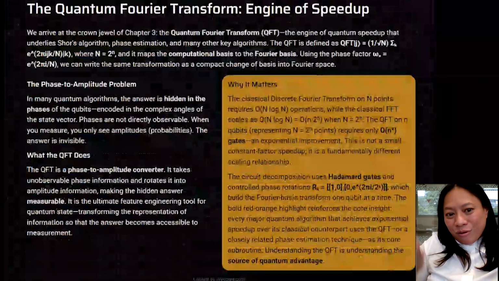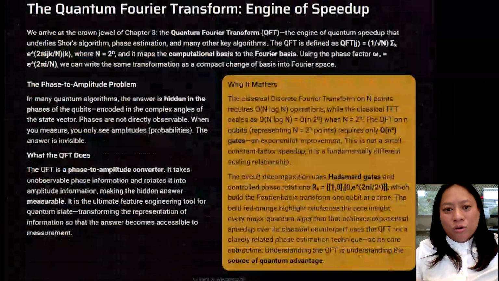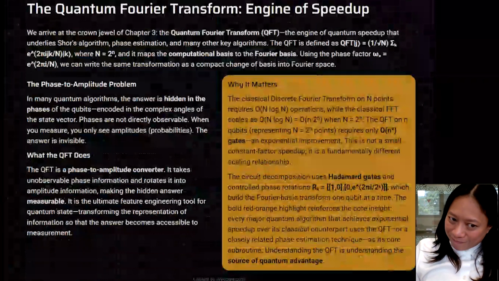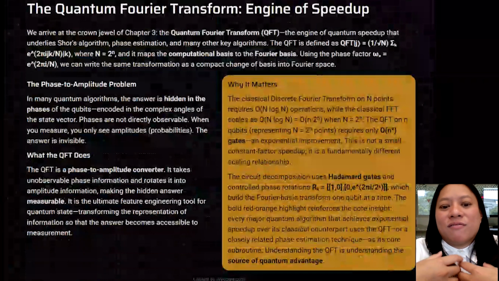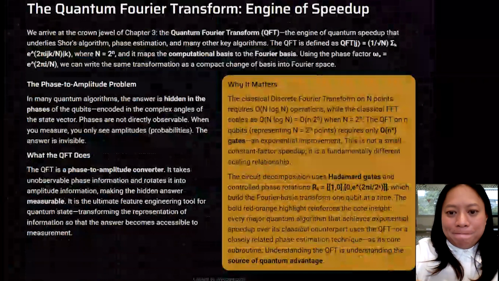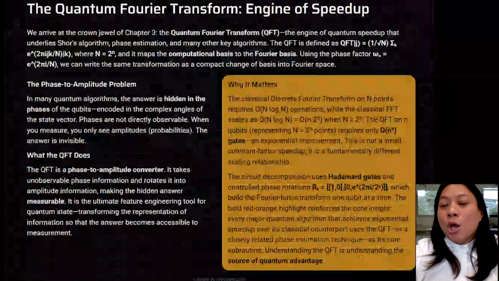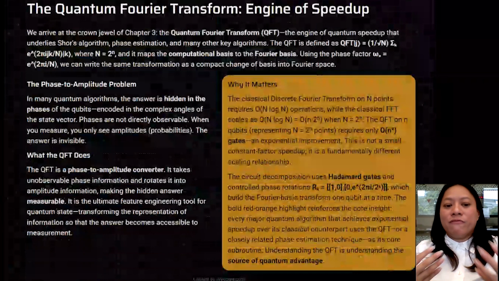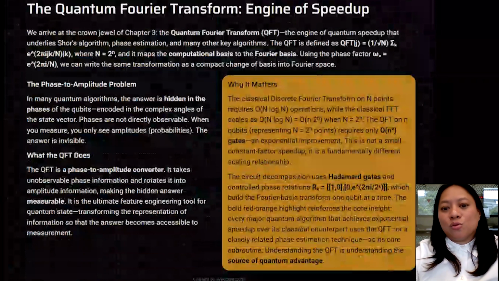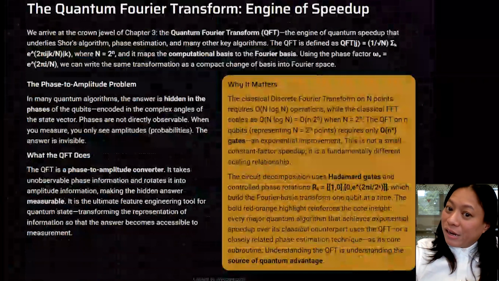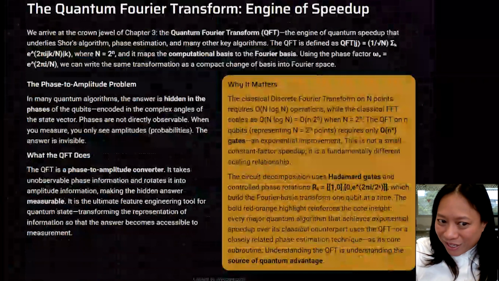So we'll just arrive now at the engine of quantum speed up. We're talking about the quantum Fourier transform, or QFT. Think of the QFT as a phase to amplitude converter. In many algorithms, the answer is hidden in the phases of the qubits where we can't see it. So the QFT takes the unobservable phase information and rotates it into amplitude information, making the hidden layer measurable. It's the ultimate feature engineering tool for quantum state.